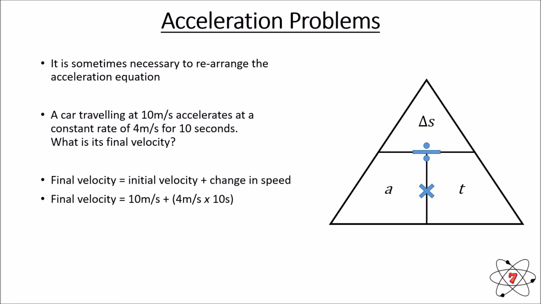And the final velocity, therefore, is going to be equal to 10 meters per second, our initial velocity, plus 4 meters per second squared, which is our rate of acceleration, multiplied by 10 seconds, because a change of speed is equal to acceleration times time. So 10 meters per second plus 4 meters per second squared times 10 seconds gives us final velocity equals 10 meters per second plus 40 meters per second. So our final velocity is 50 meters per second. So although it can be a little bit more complicated, it's still really just using the principles that we already know.